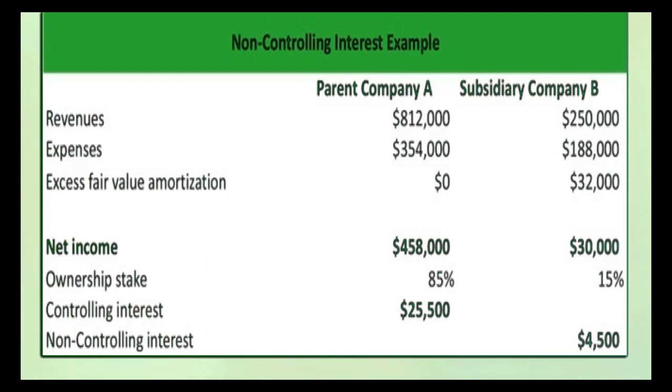Based on the acquisition percentages, the controlling interest of Company A on Company B is 85% of $30,000, that is $25,500, and the non-controlling interest is 15% of $30,000, that is $4,500.